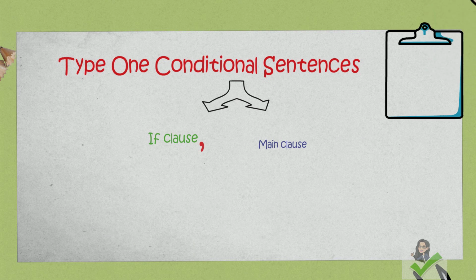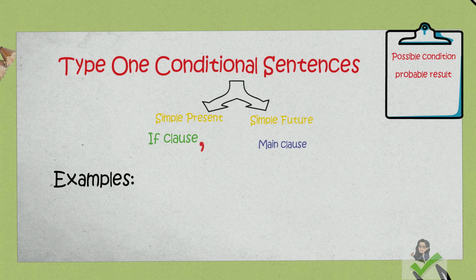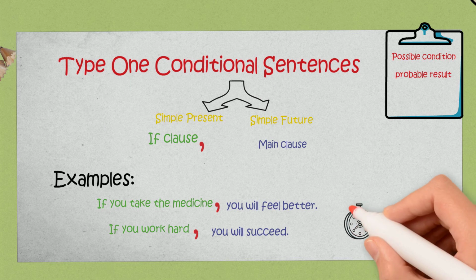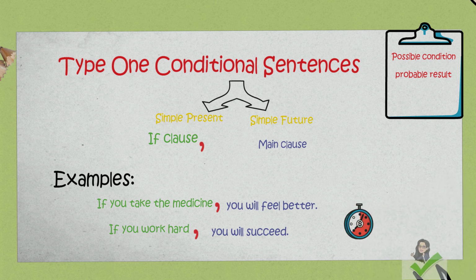Type 1 conditional sentences are used to refer to a possible condition and its results are likely to happen in the future. You're going to use the simple present tense in the if clause and the simple future in the main clause. For example, if you take the medicine, you will feel better. If you work hard, you will succeed. So, the zero conditional sentences' results are guaranteed, but results in type 1 conditional sentences are likely to happen, and that is why we use the simple future in the main clause.